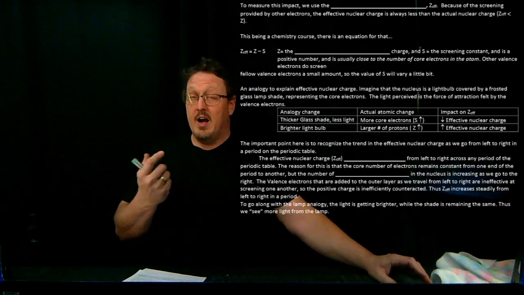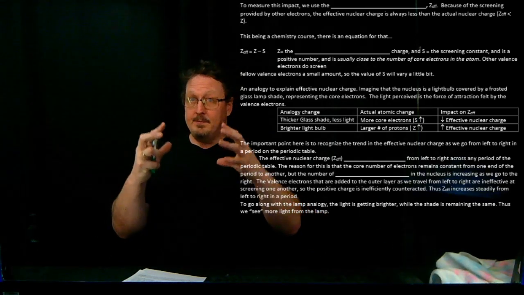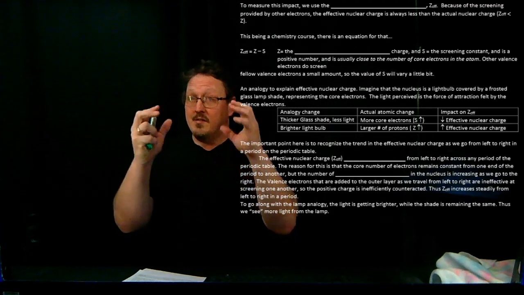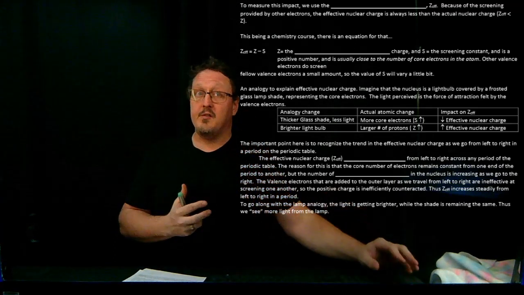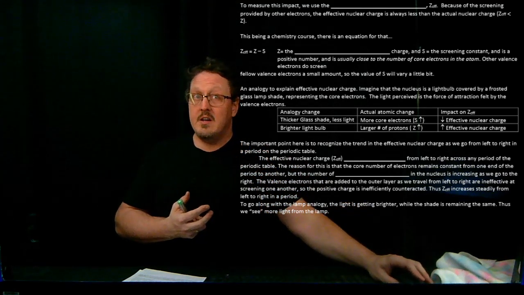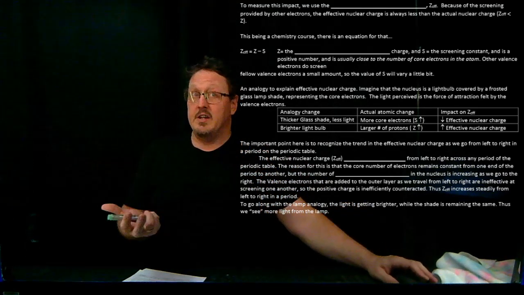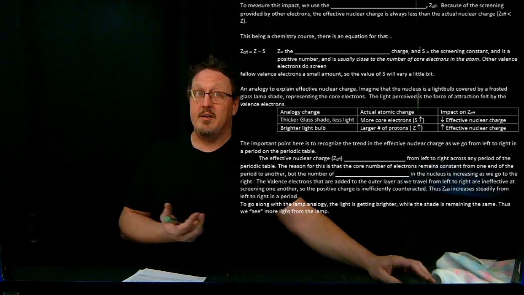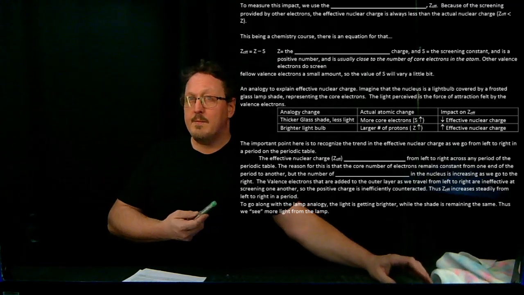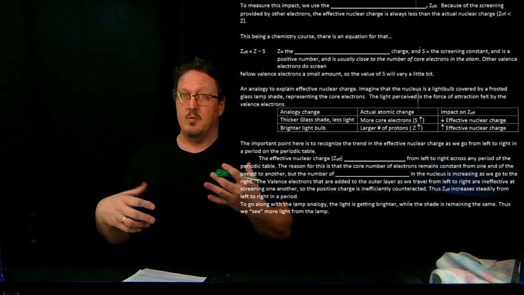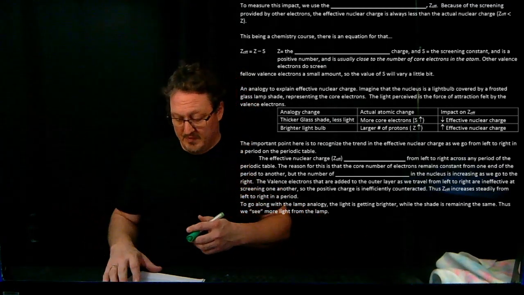Now imagine we put a higher watt light bulb in the center of that. That means we're adding more protons to produce more force, but the glass shade stayed the same, and so the larger number of protons means that my effective Z value is going to increase, which is increasing my effective nuclear charge. We're going to use this analogy a couple of times here, and I hope that'll help you understand how these forces work.